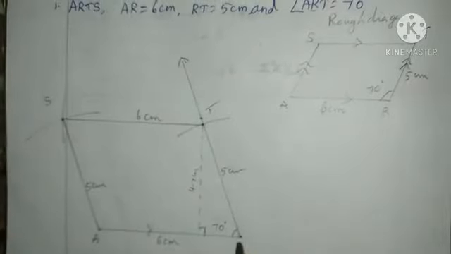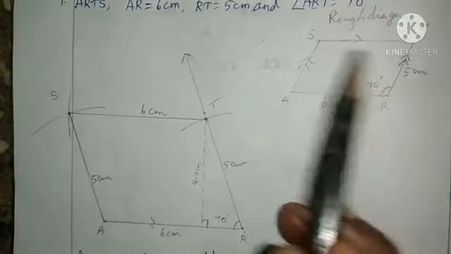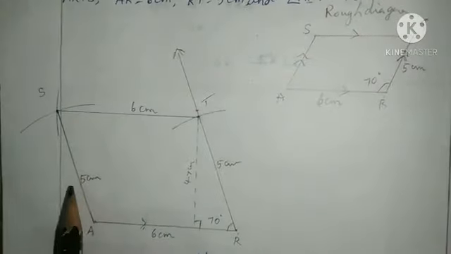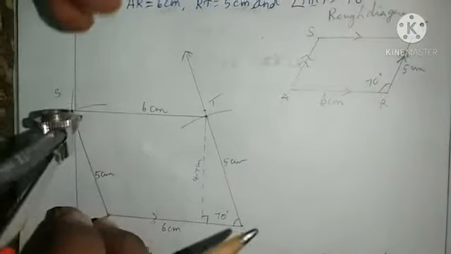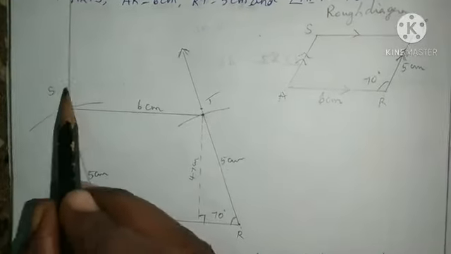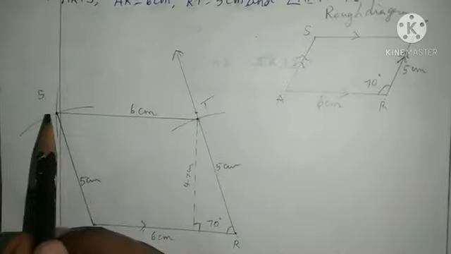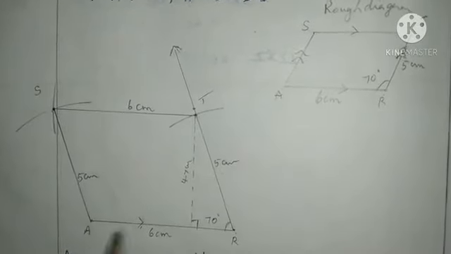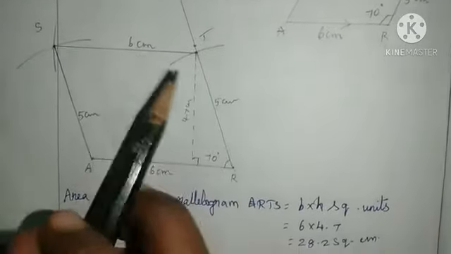Similarly, this side RT is equal to AS. Since these two are opposite sides, therefore RT and AS is equal to 5 cm. Again, you have to take 5 cm in your compass. From A, you have to cut an arc. The intersection point of these two arcs, we write it as S. Now you have to join ST and AS. Hence, we get the parallelogram ARTS.